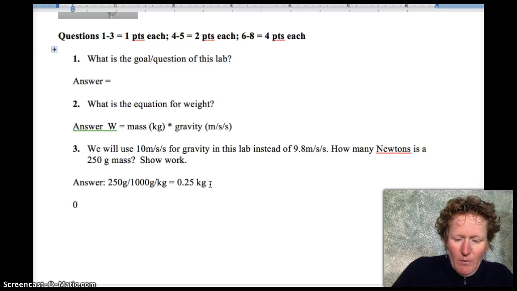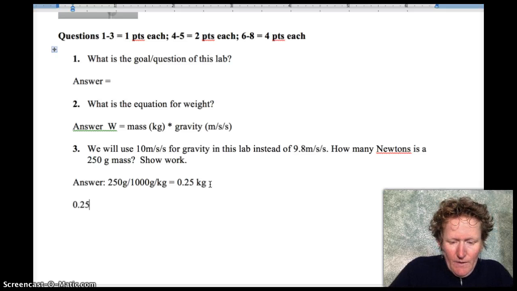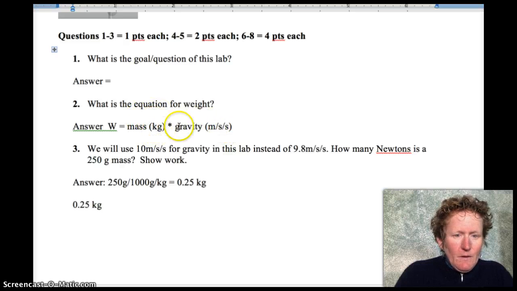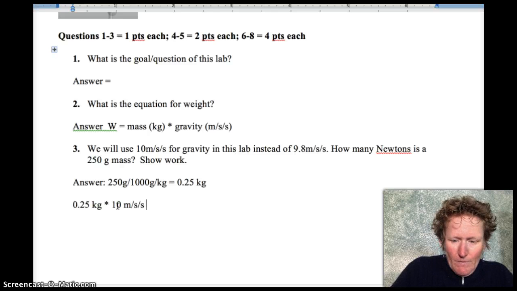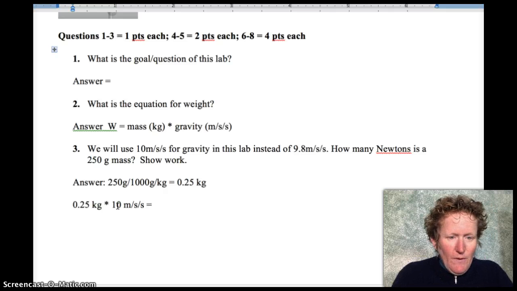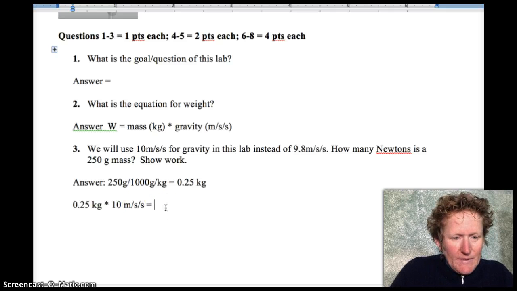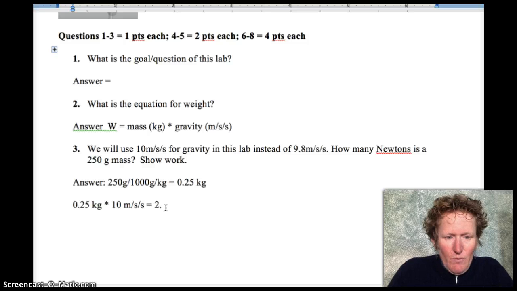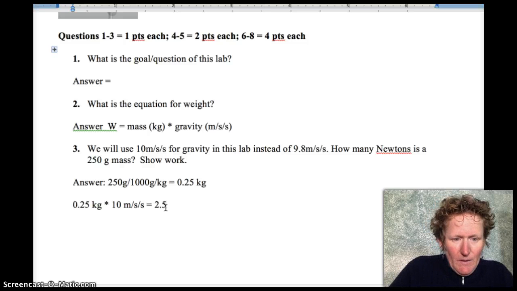So we take that 0.25 kilograms, remember we're using the equation up here, kilograms times acceleration due to gravity, which for our purposes we're going to use 10 meters per second per second. And when we take 0.25 and we multiply it by 10, we get 2.5. You just move the decimal point. 2.5 newtons.